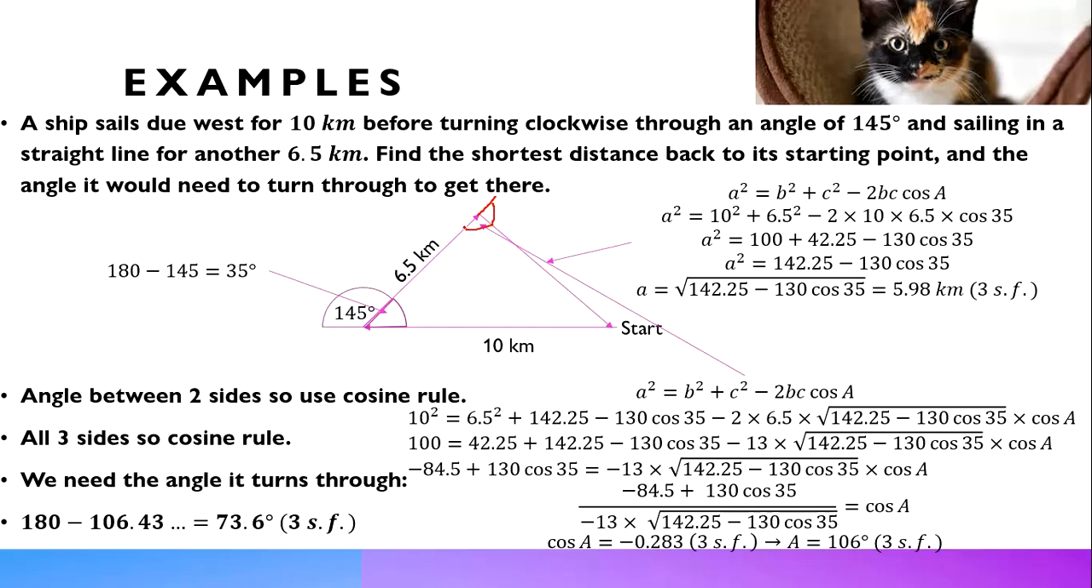We've got this angle from this, so that is this bit. And we want to find this bit to find the angle it's turned through. So we're going to do 180 minus this bit, which gives us 73.6. So that is this angle, 73.6, and that is our answer for the angle. And we've already got the answer for the distance.